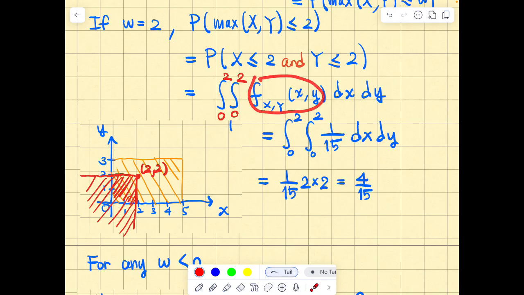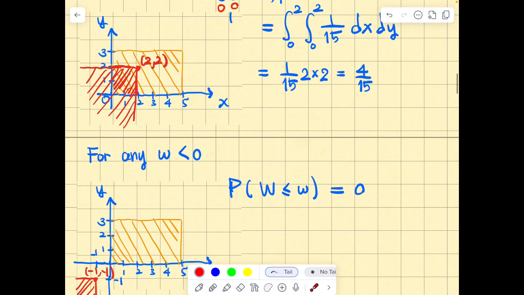The joint PDF is equal to 1 over 15, right? It's a number, it's a constant. You can take it out from the integral. So you integrate x from 0 to 2, you get 2. Integrate y from 0 to 2, you get another 2. So the probability is equal to 4 over 15. It has to be less than 1.